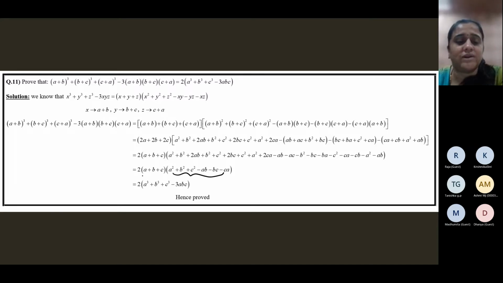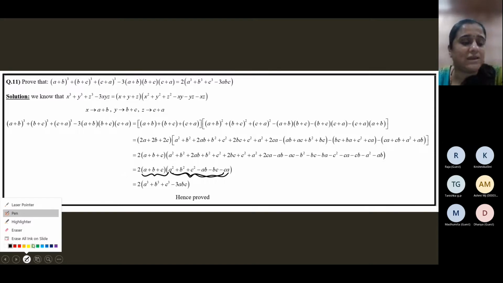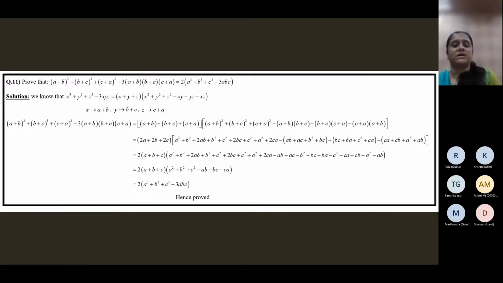And now we know that (a plus b plus c) into (a square plus b square plus c square minus ab minus bc minus ca) is nothing but a cubed plus b cubed plus c cubed minus 3abc. This 2 which is already there. This is the RHS. This is the right hand side. So we started with the LHS and we arrived at the RHS. Hence proved.